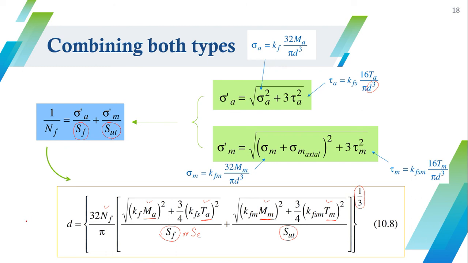So what I suggest now is that you manipulate all these equations and reach this expression in your notebooks. You have all the expressions here. All you have to do is substitute and solve. You should take sigma m axial equal to 0. We are assuming that there is no axial loading on the shaft. So this is your task right now, and I'll take the submission at the end of the class.